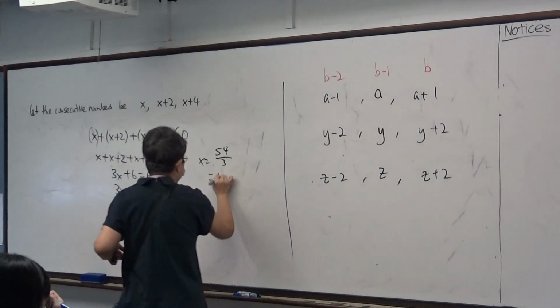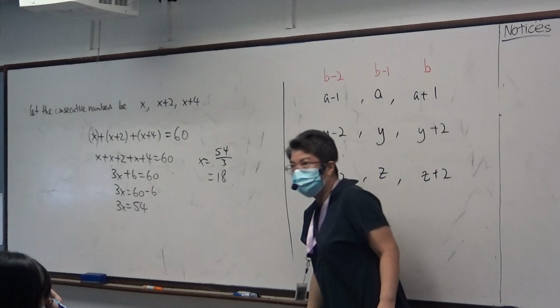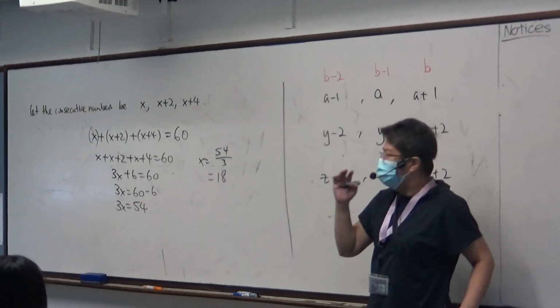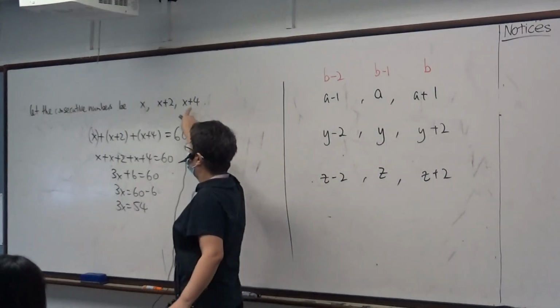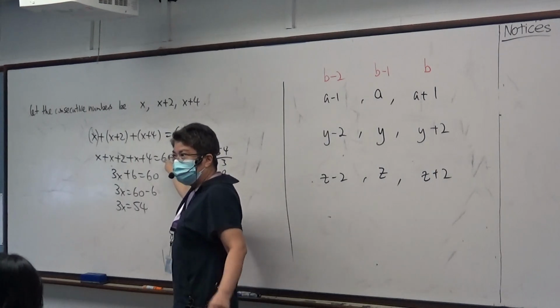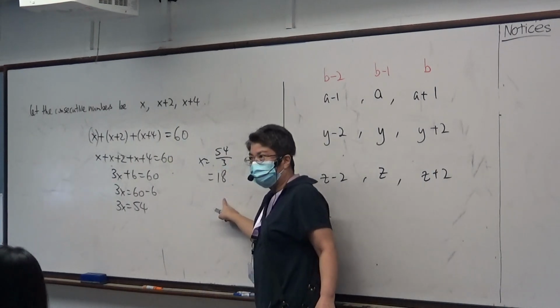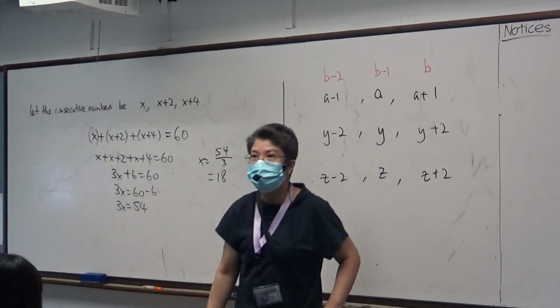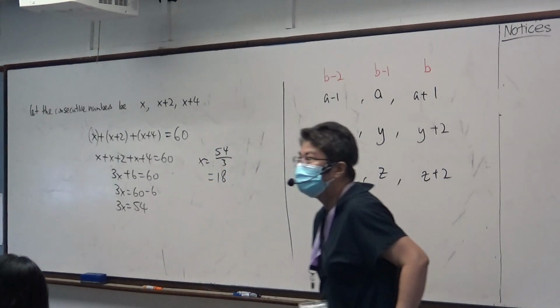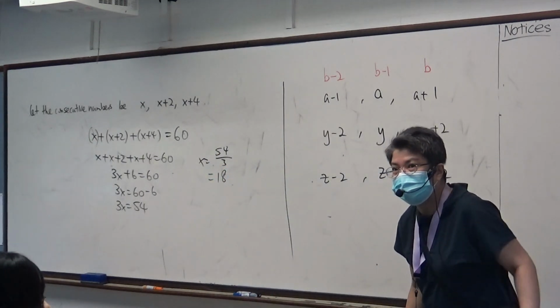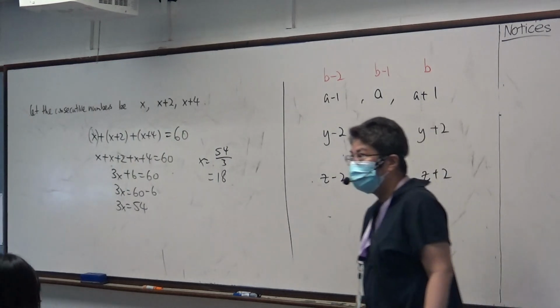54 divided by 3. Answer? 18, right? Can you see it? You look, this is the first step: let this then form equation. Second one is solve. After solve, what's the last step? So they are saying, answer the question or write what? Conclusion. What did the question ask for?